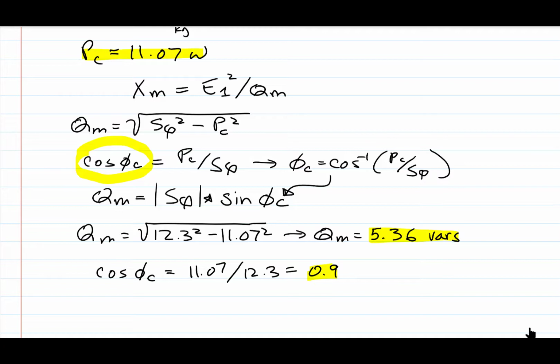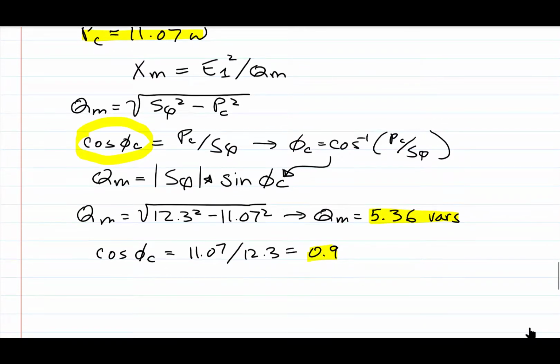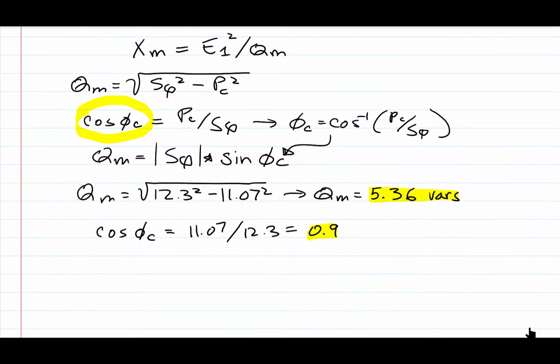It looks like it's almost all resistance, and the example in the written handout that I gave you was more evenly divided with the cosine phi sub c of 0.6. We need to know one more thing. Do we know E sub 1?